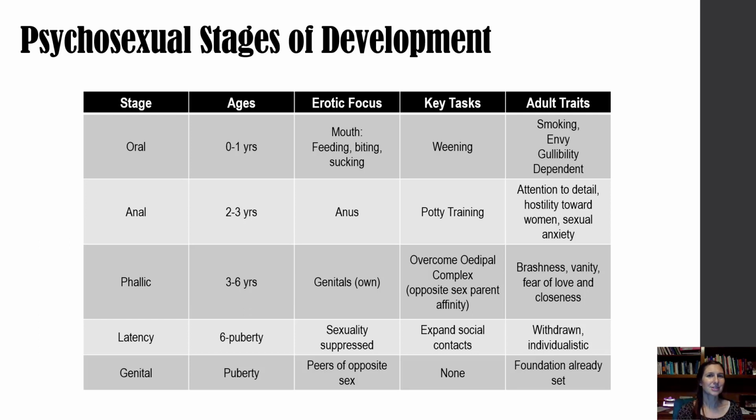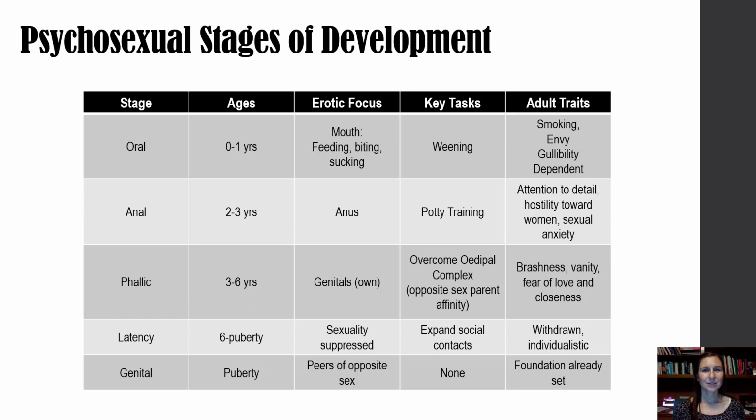The second stage is the anal stage. The erogenous zone is the anus, and the key task is potty training. So basically, if you go through potty training and you're successful, then you go to the next stage. If something happens in potty training and it's difficult for you, then that can result in some traits later in life. You can either be really, really orderly and organized, or you can be really, really messy.